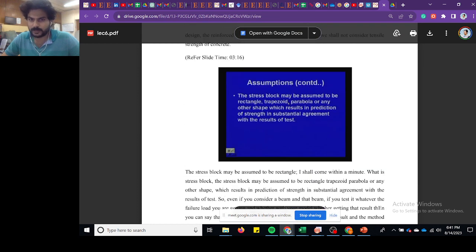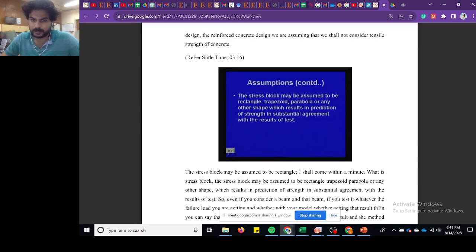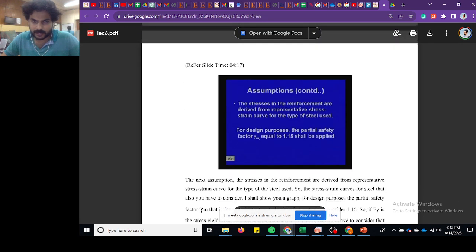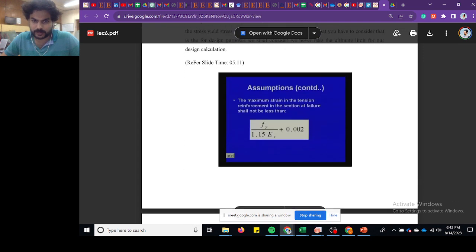The stress block may be assumed to be a rectangle, trapezoid, parabola, or any other shape which results in a prediction of strength in substantial agreement with the results of tests. This is the assumption. We'll directly see what type of stress-strain block they have used.